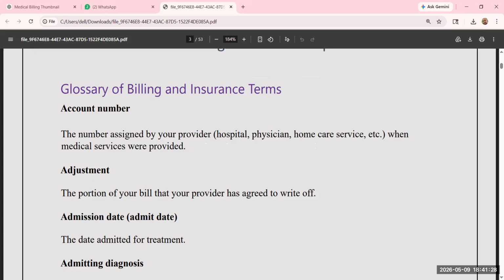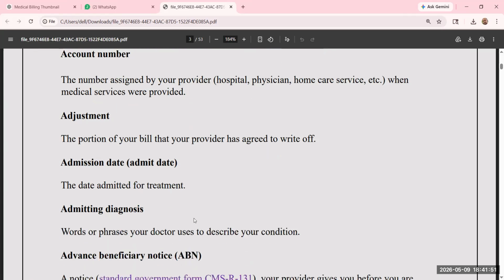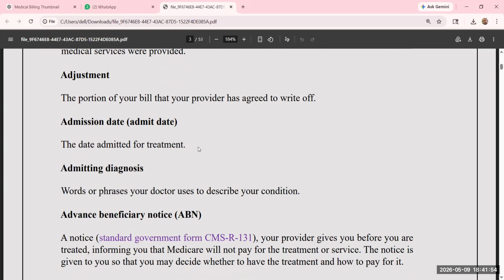Adjustment: the portion of your bill that your provider has agreed to write off. So this is the dollar amount which the provider agrees to write off. It means the provider will give a discount and will not take the money. So that comes under adjustment. Admission date: the date of admission for treatment. Any patient who is admitted to a hospital or stays in a hospital, the first day on which the patient was admitted is called the admit date.